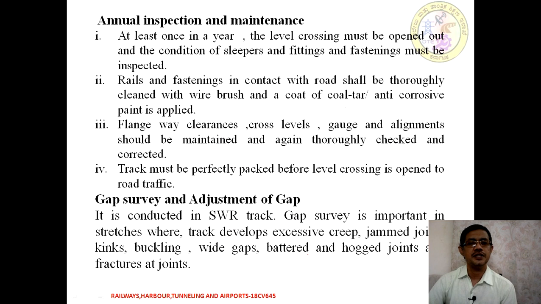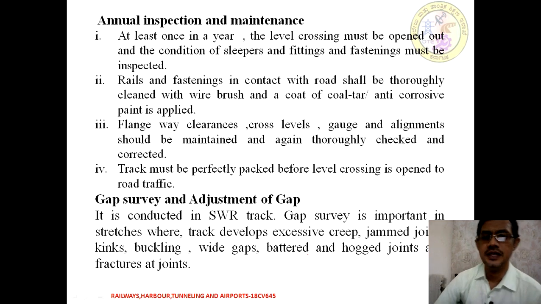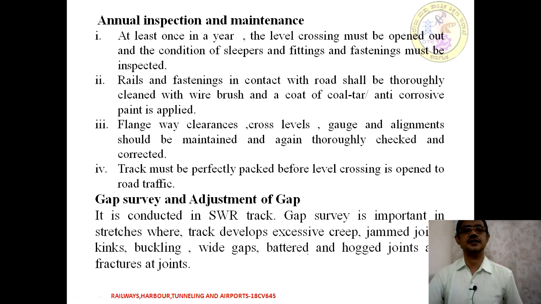Next is the annual inspection and maintenance. At least once a year, the level crossing should be opened out and the condition of the sleepers, fittings and fastenings examined and inspected. Rails and fastenings in contact with the road shall be thoroughly cleaned with wire brushes and a coat of coal tar, which has anti-corrosive properties, or any anti-corrosive paint has to be applied. Flange way clearances, cross levels, gauge and alignment have to be maintained and thoroughly checked for correctness. The track must be perfectly packed at the level crossing before opening to road traffic.